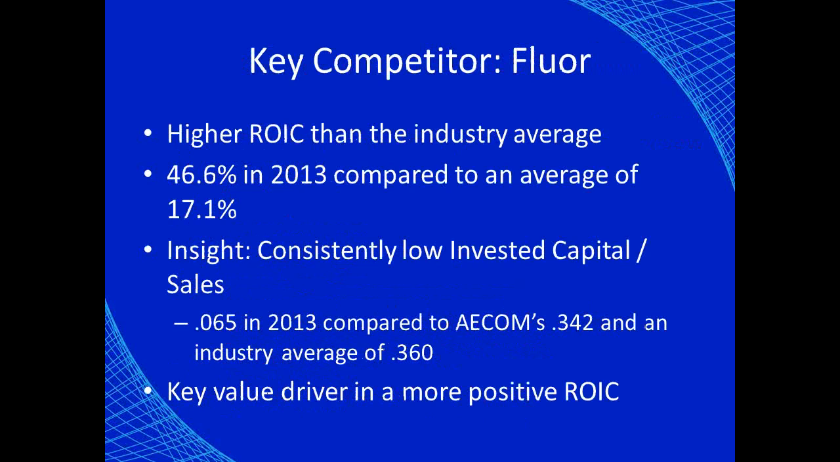So one of the key competitors we found for AECOM was Fluor, and that's because it had a higher ROIC than the industry average. It had an ROIC of 46.6%, whereas the industry average was 17.1%. So this could be because they had a consistently lower invested capital over sales, which shows that they had 0.065 in 2013 compared to AECOM's 0.342 and the industry average of 0.360. So that was probably a key driver in how they had a more positive ROIC.